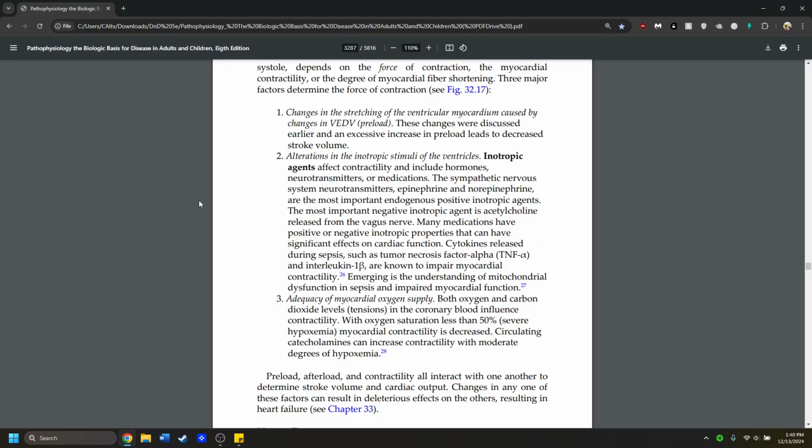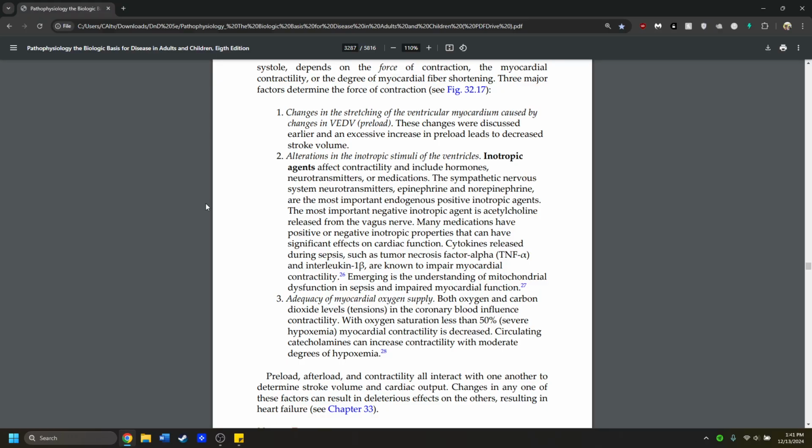Second, alterations in inotropic stimuli of the ventricles. An inotropic agent affects contractility, and it includes hormones, neurotransmitters, or medications. The sympathetic nervous system neurotransmitters, your epinephrine and norepinephrine, are the most important endogenous positive inotropic agents. The most important negative inotropic agent is acetylcholine, released from the vagus nerve. Many medications have positive or negative inotropic properties that can have significant effects on cardiac function.